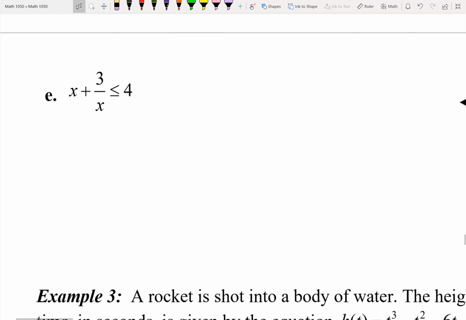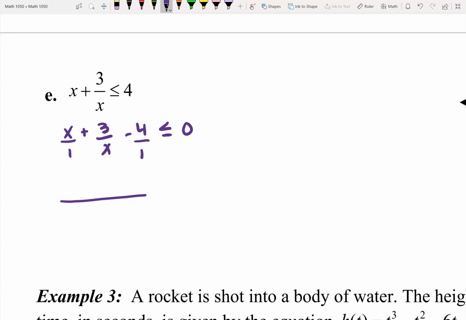Step 1, I can tell it's a critical numbers type 2, by the way, because I have a fraction with an x on the bottom and an inequality. So step 1, get a 0 on the right-hand side. You guys, your 0 should always be on the right-hand side. Okay, so just pull your 4 over. This is like an x over 1. This is like a negative 4 over 1.